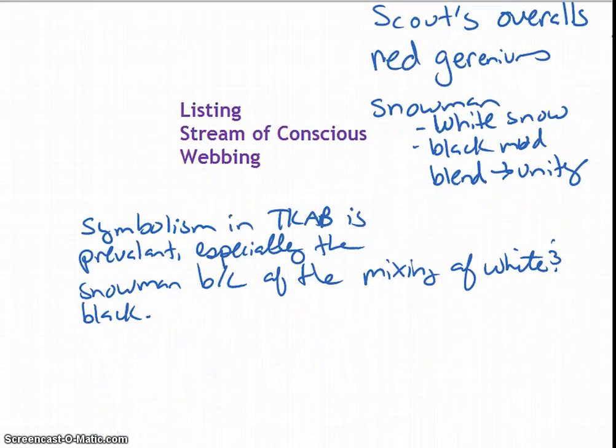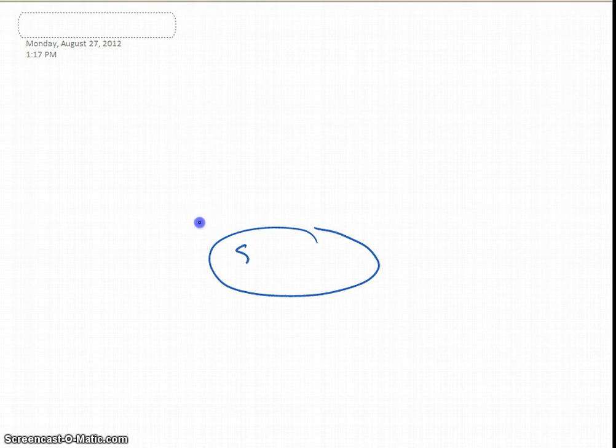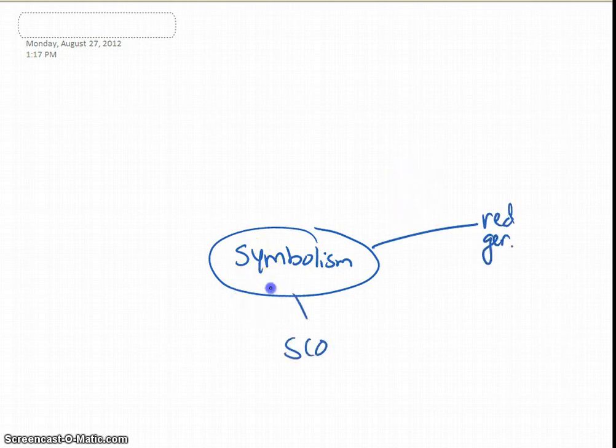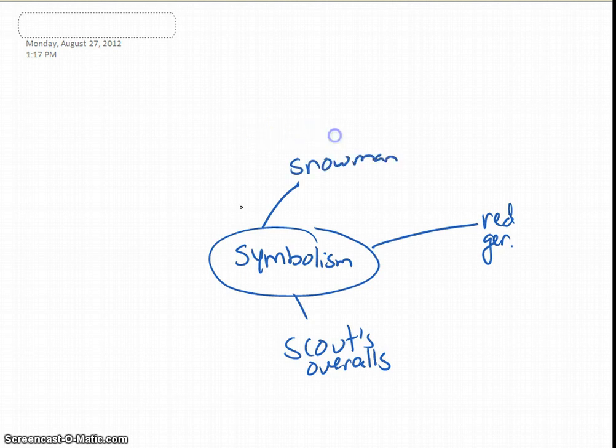Webbing is the one I'd like to talk about in more detail. When you're webbing, you are going to start with a circle in the middle. And I'm going to put symbolism. Then you're going to just start webbing off ideas. Red geraniums, Scout's overalls, got the snowman and the mockingbird.